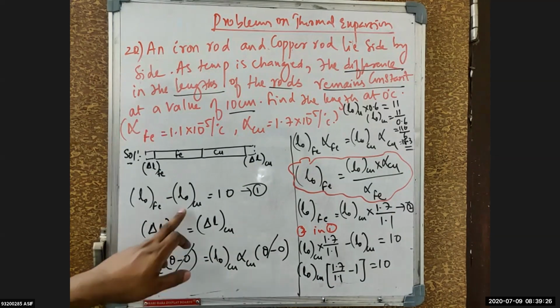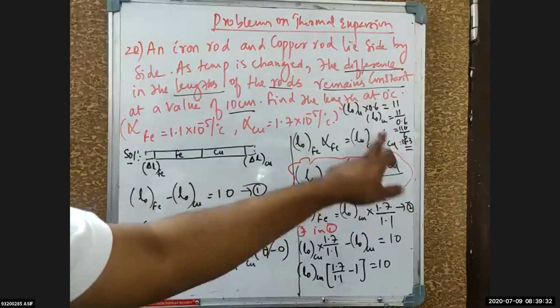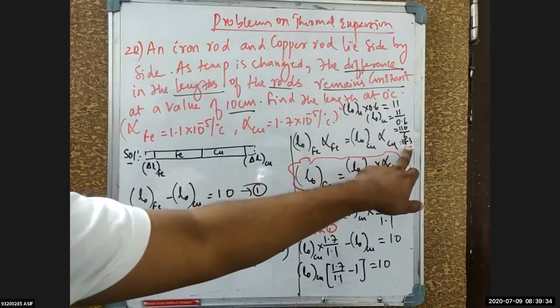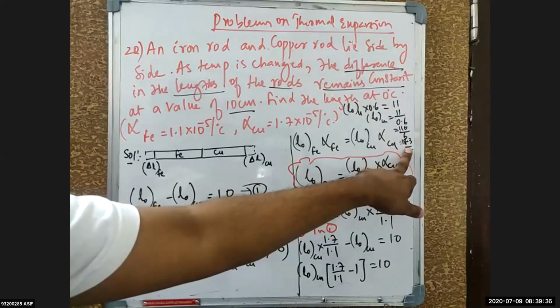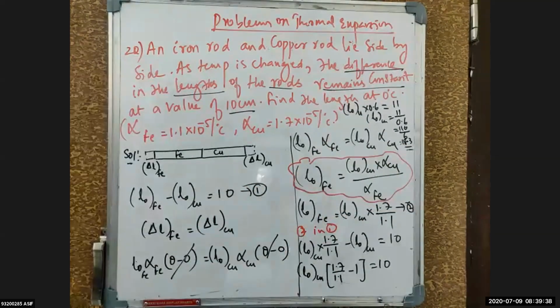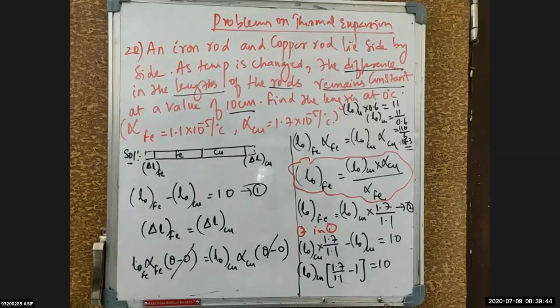Length of iron means here I can write 18.3, sir. How much? 18.3. This is the length of copper. Now what did we get? Length of copper is 18.3. What is the length of iron then? 28.3. Got it, everyone?